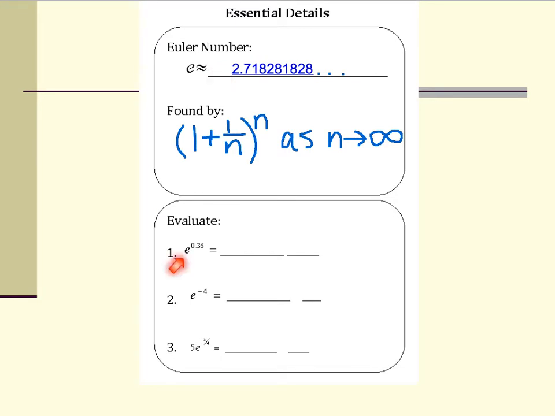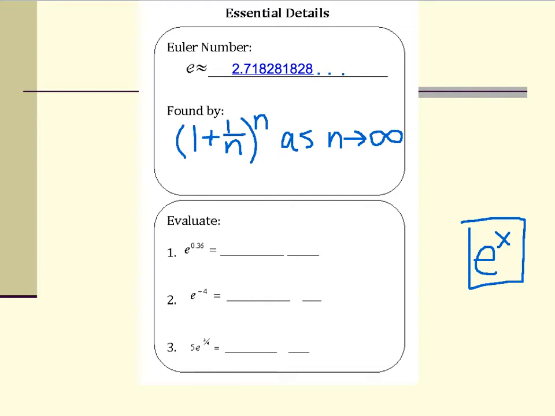So let's evaluate these. All you really need to do is put them in your calculator. You have a button in your calculator that has e right on it, so it should be pretty easy to use. It probably looks something like this. Okay, probably looks like that. So pause the video and put these in your calculator and see if you get this.